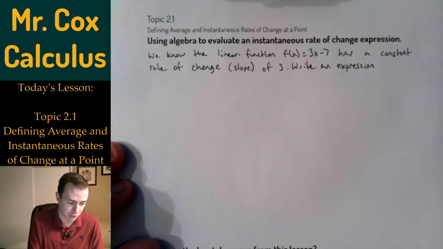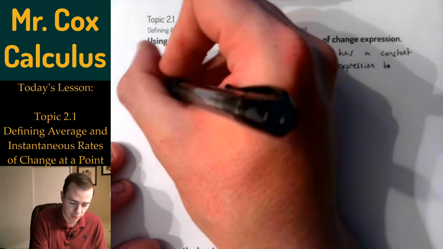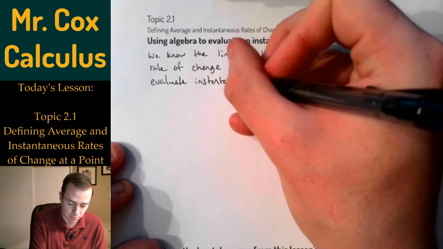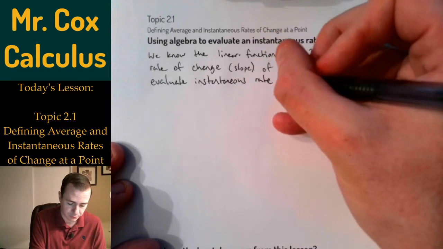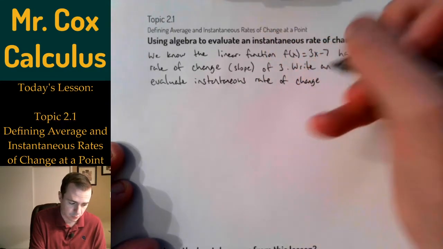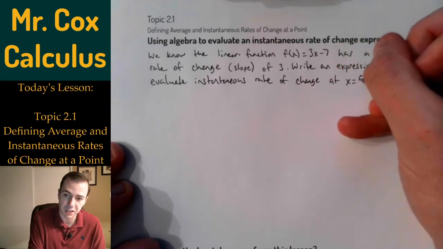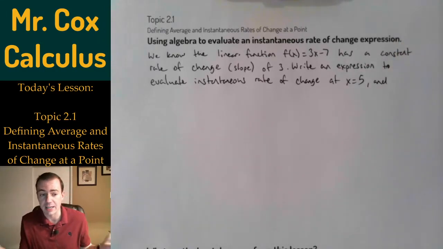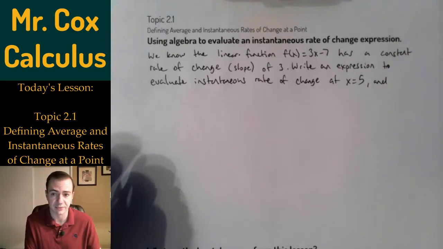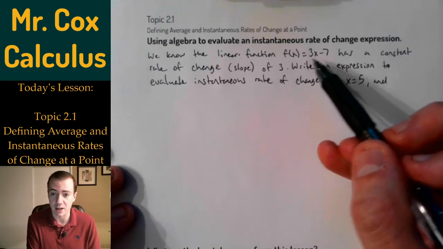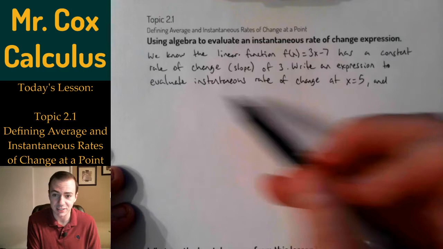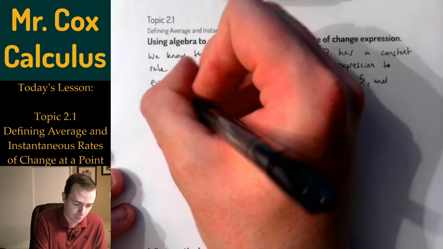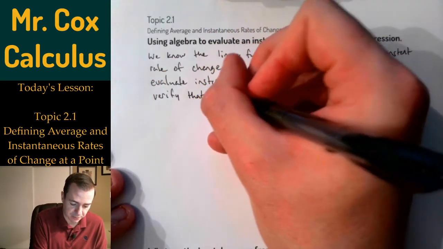We're going to write an expression to evaluate the instantaneous rate of change at x equals 5. So again, we're looking at a point here at x equals 5. And we already know that no matter what x I gave it, I could have said x equals 2 or x equals -10, that because it has a constant rate of change of 3, the instantaneous rate of change at this point, we can verify, equals 3.